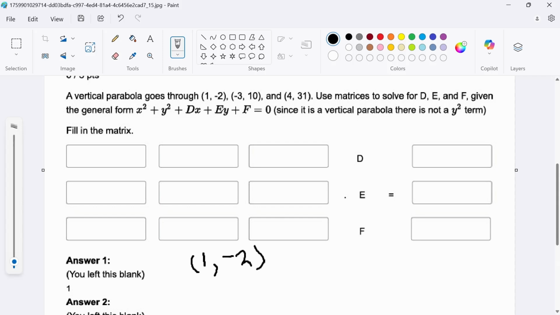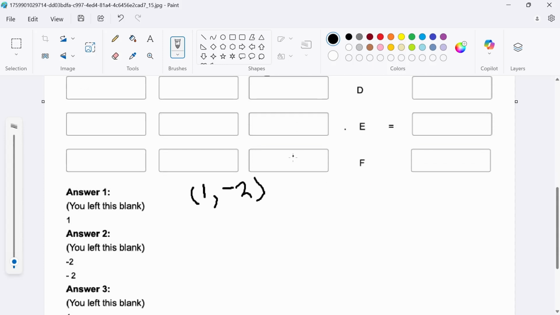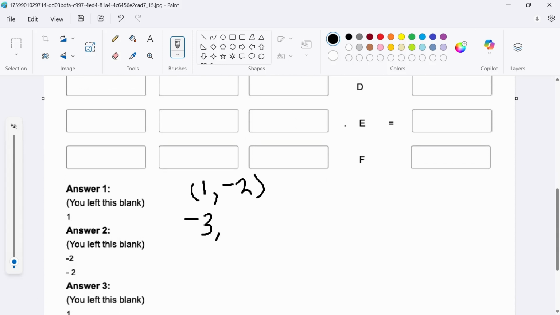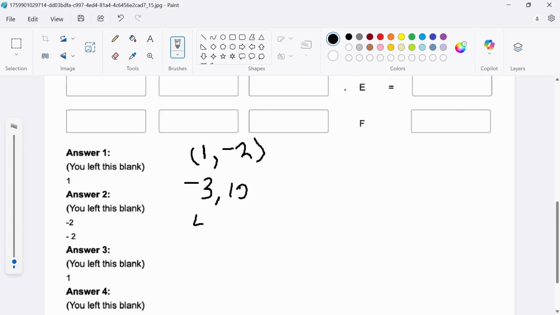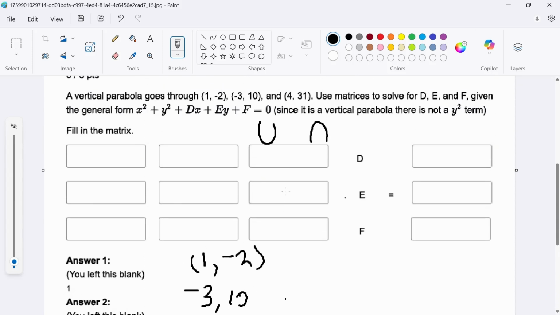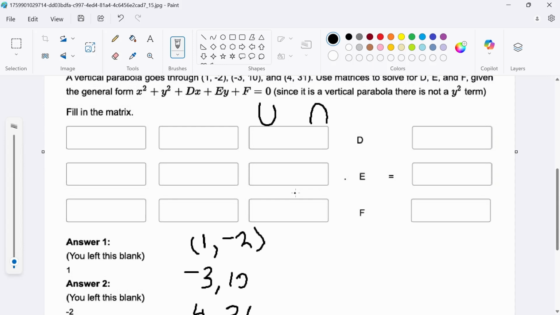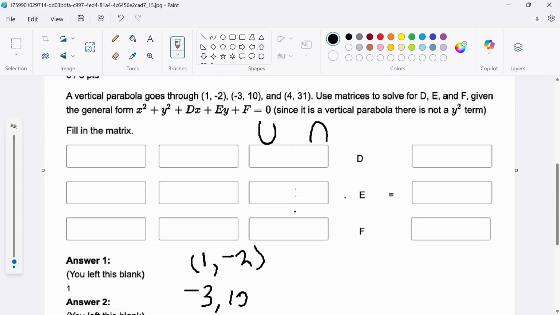Since it is a vertical parabola, yeah, so a vertical parabola is either like that or like that, and y isn't squared. So 1, negative 2, negative 3, 10. And you've got to be careful here because if there's no y squared term, you've got to put 0 for that in the matrix. So it says there is no y squared term. Gone. So this is x squared.